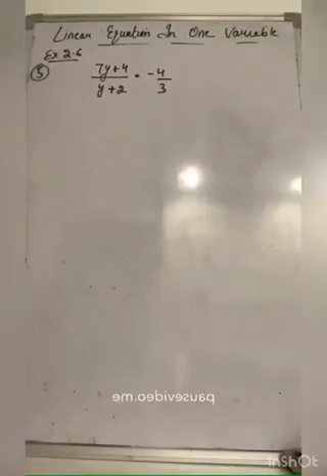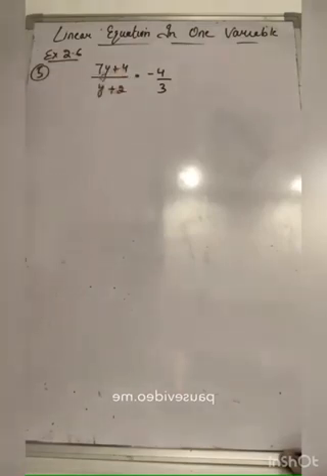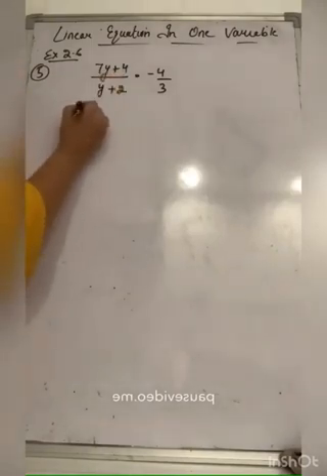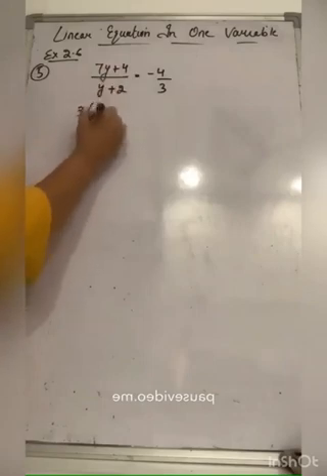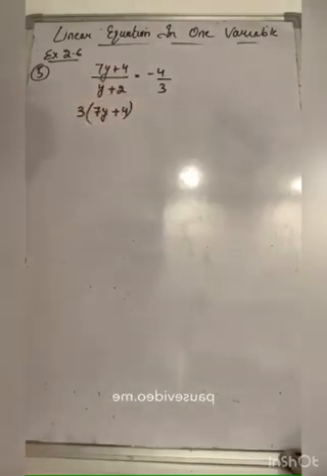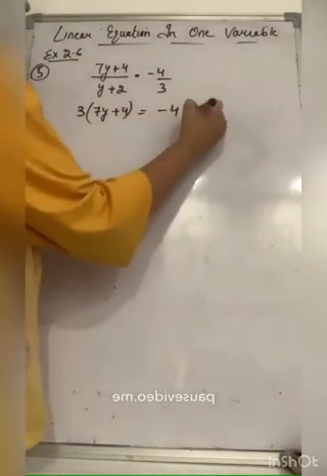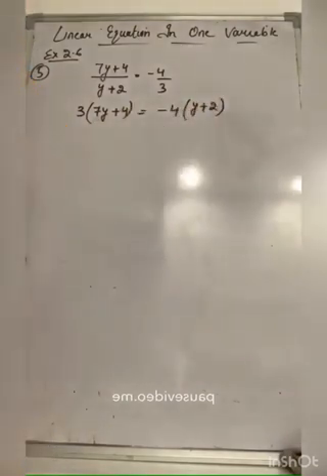See question number 5 of exercise 2.6. (7y + 4)/(y + 2) = -4/3. Here we have to find the value of y. For that, we have to do the cross multiplication. After cross multiplication, 3 will get multiplied with 7y plus 4 and minus 4 will get multiplied with this y plus 2.